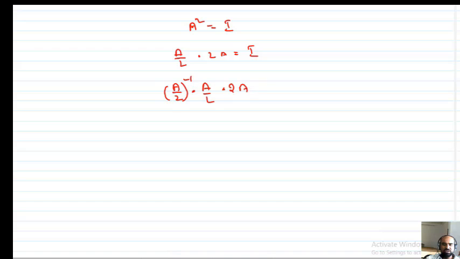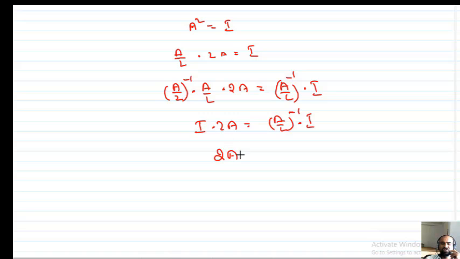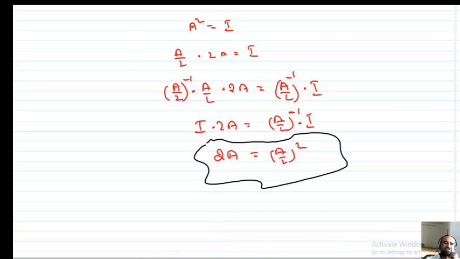Equal to (A/2) inverse, into I. What is this I only? I into 2A equals (A/2) whole inverse into I. Any matrix multiplied with I, that matrix only we get, that is 2A. This is equal to (A/2) whole inverse. Now, what is our answer? 2A. It should be 2A, not A/2. Therefore, the correct answer is option 2.